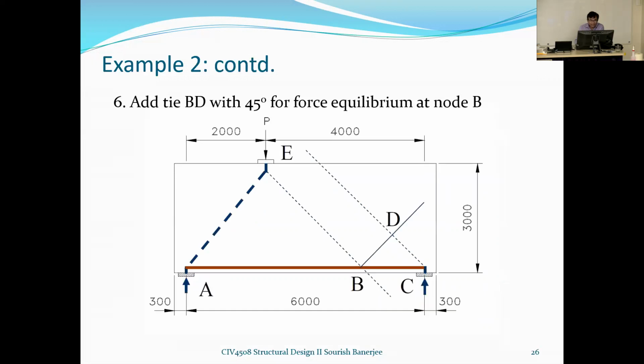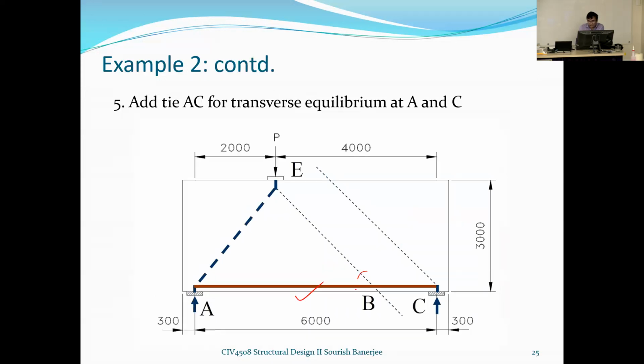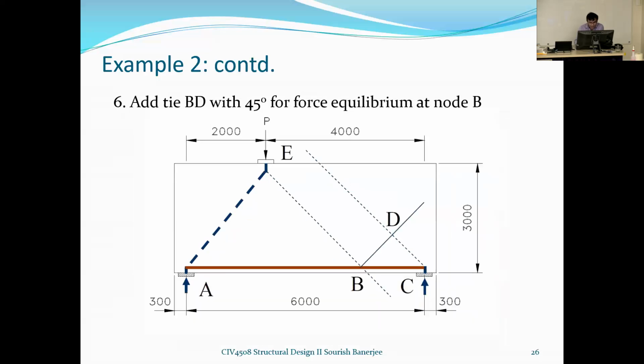And then add tie BD at 45 degrees for force equilibrium at node B. So you can see, even in this scenario, node B will not be in equilibrium. A and C will be. So then what we have done is drawn a perpendicular, add tie BD at 45 degrees for force equilibrium at node B. Okay. So you have another 45 degree line here. That means this will be perpendicular.